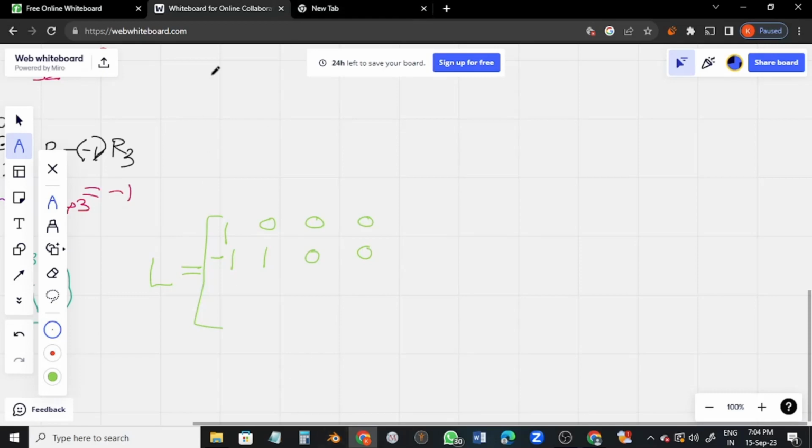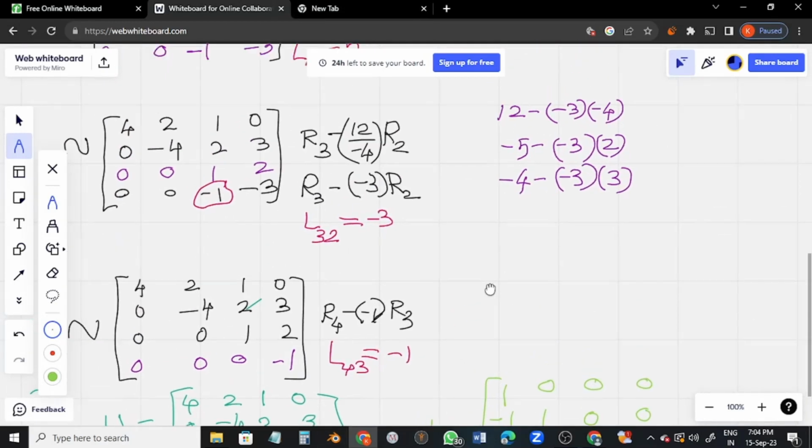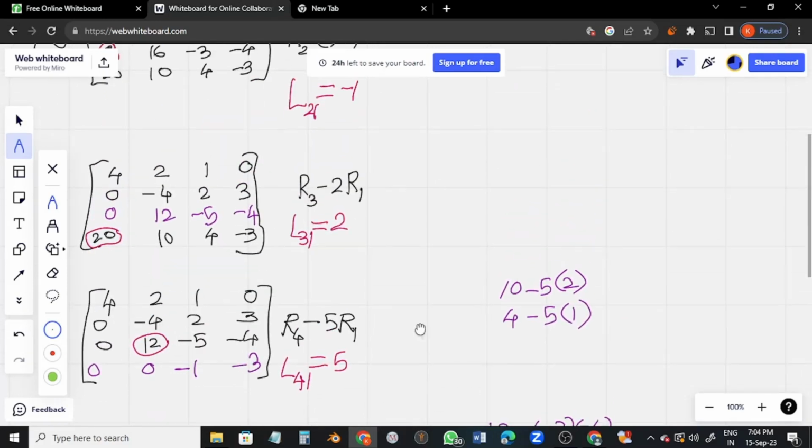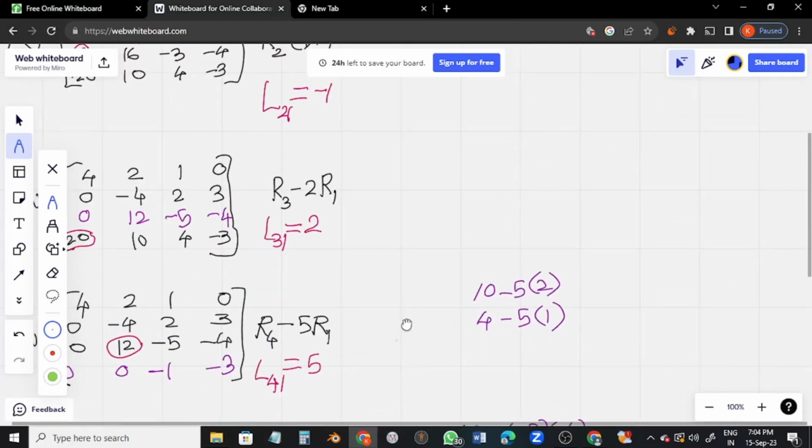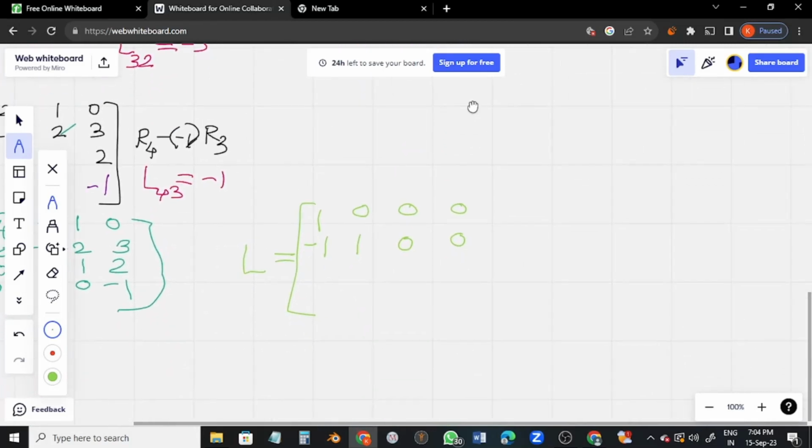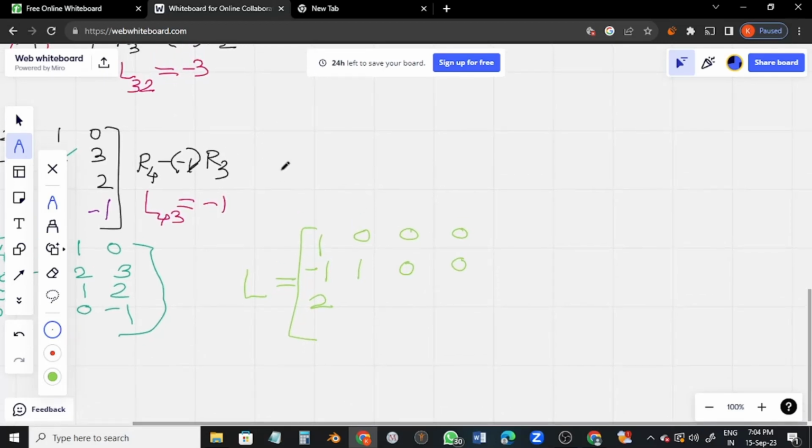Now we are interested in third row, first column. Third row, first column is a 2. I'll make it 2. Again, third row, second column is minus 3. So let us make it minus 3. Third row, third column means our diagonal position. It will be 1. And as you know, above the diagonal we will have a 0.